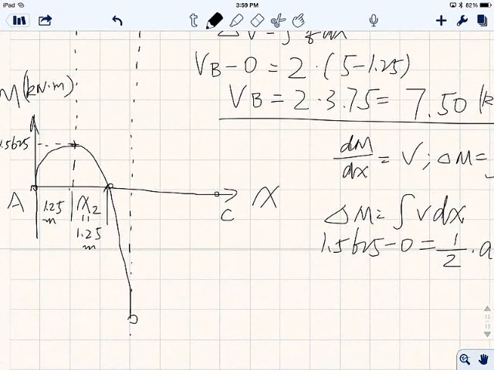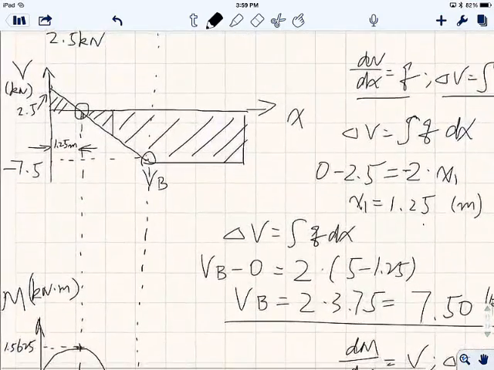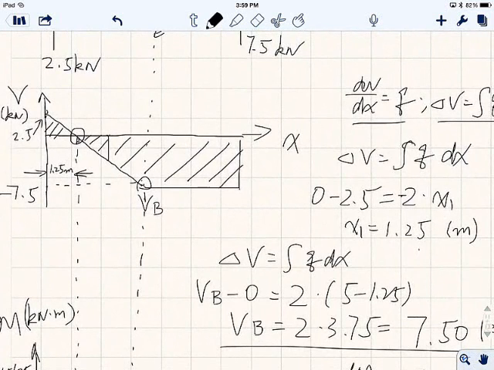So the next thing will be how deep this thing goes down to. How deep this thing goes down to, all right? To find that out, we use delta M equals integration V dx. Now we know this integration of V dx is nothing but just the area of this trapezoid here, right?